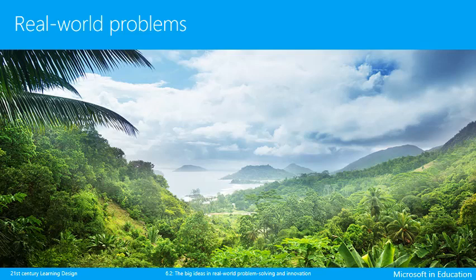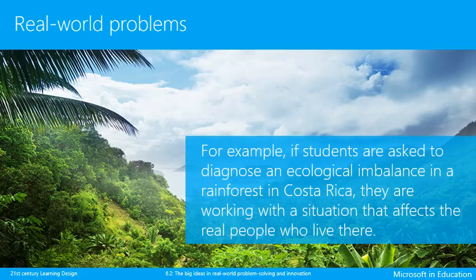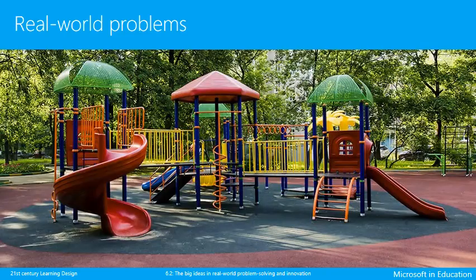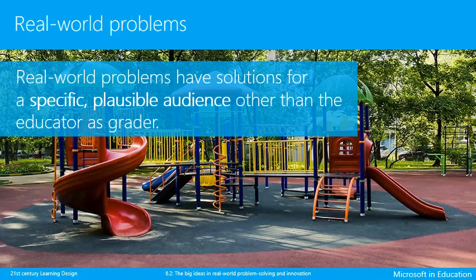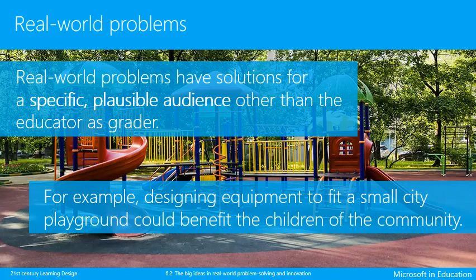Firstly, real-world problems are experienced by real people. For example, if students are asked to diagnose an ecological imbalance in a rainforest in Costa Rica, they are working with a situation that affects real people who live there. Secondly, real-world problems have solutions for a specific plausible audience other than the educator as grader. For example, designing equipment to fit a small city playground could benefit the children of the community.